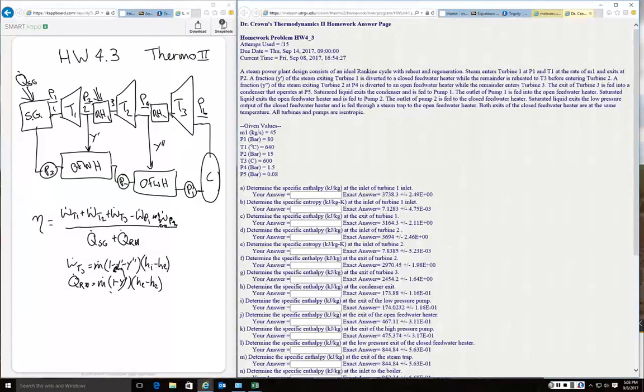This would be state 4 at the exit of turbine 2, state 5 at the inlet of turbine 3, state 6 at the exit, state 7 at the exit of the condenser, state 8, state 9, state 10, 11, and state 12. And then if there are any other paths that I need to consider, like when there's a trap, I would add those other states at the end.